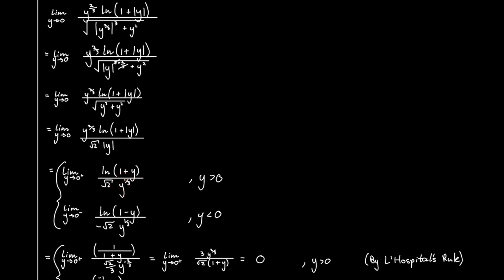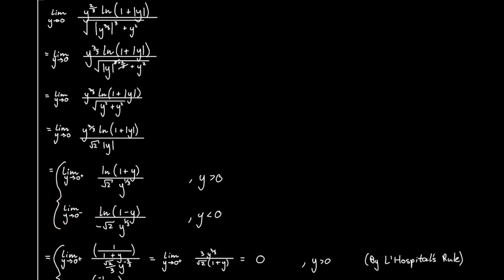And we got this y to the power of 1 over 3 in the denominator, because we had y to the power of 3 over 3, or y to the power of 1 in the denominator, and y to the power of 2 over 3 in the numerator. And those simplify to y to the power of 1 over 3 in the denominator. Okay, so we're left with that function when y is greater than 0.